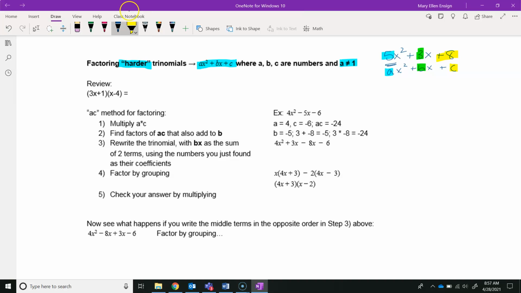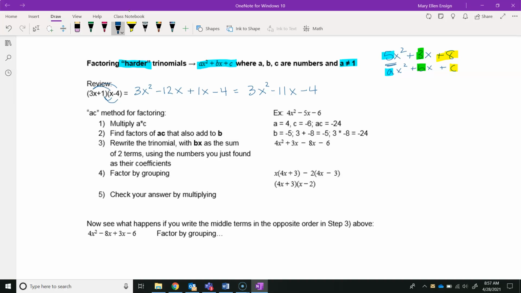So let's take a look at this for a minute. Let's start by reviewing some multiplication, as we sometimes do. So 3x plus 1 times x minus 4. So I would do 3x times x and get 3x squared. 3x times negative 4 is negative 12x. 1 times x, and 1 times negative 4. Okay, and then I'm going to combine like terms, so 3x squared minus 11x minus 4.